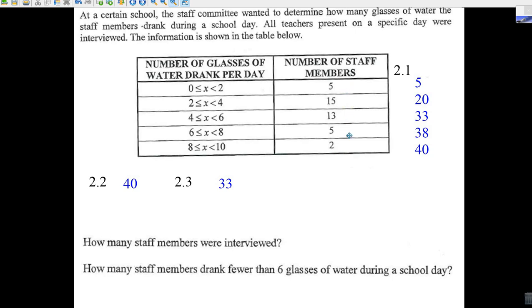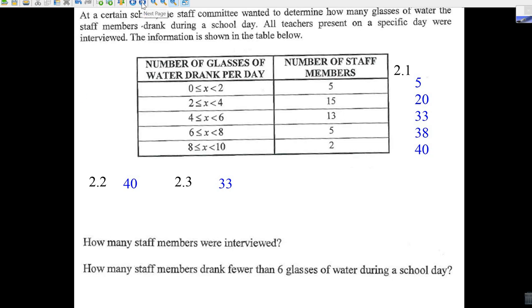Then they just say the first question is fill out a cumulative table. I think they want you to add them all up as you go along. So you go 5, 20, 33, 38, and 40, and that's 2.1. Easy. How many members are in the staff? Well, you've just added them all up. There's 40. And how many staff members drank fewer than 6 glasses of water during the school day? And it's 33.